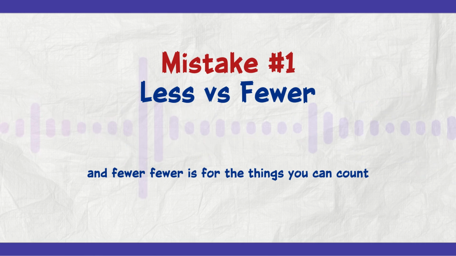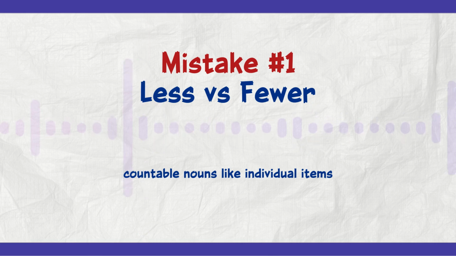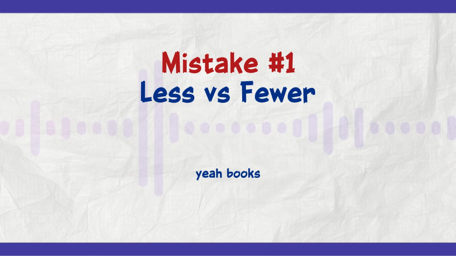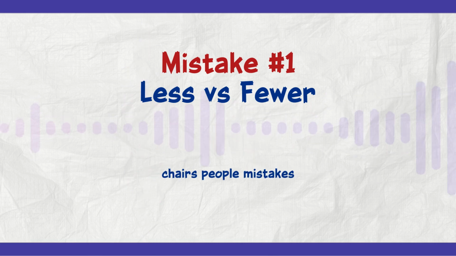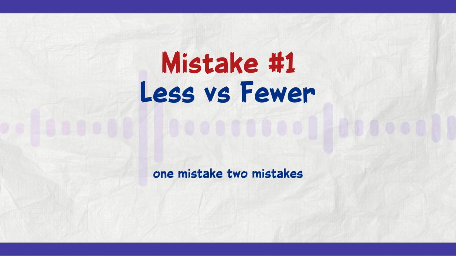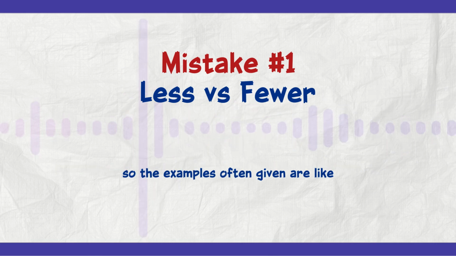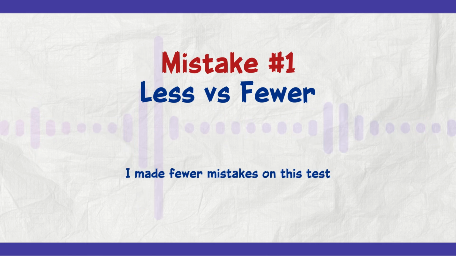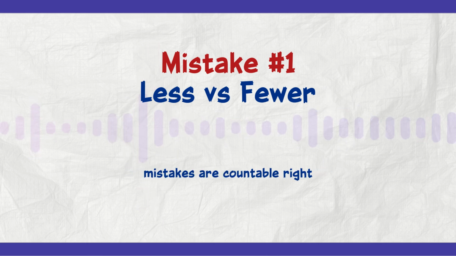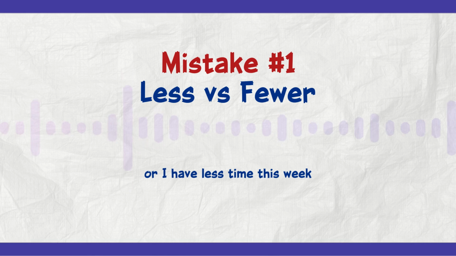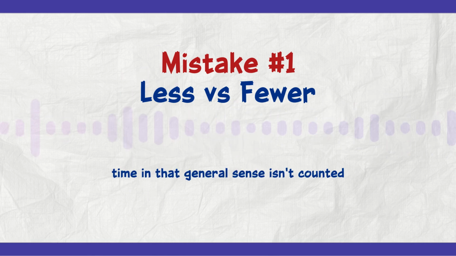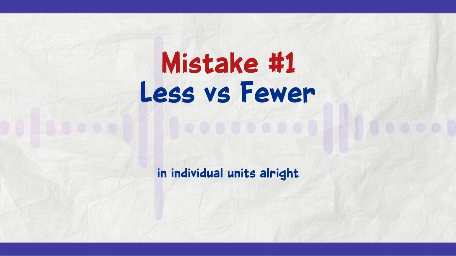And fewer. Fewer is for the things you can count. Countable nouns, like individual items. Yeah, books, chairs, people, mistakes. Yeah, if you can put a number before it, 1 mistake, 2 mistakes, then you use fewer when talking about a smaller number of them. Good. So the examples often given are like, I made fewer mistakes on this test. Mistakes are countable, right? Or, I have less time this week. Time, in that general sense, isn't counted in individual units.